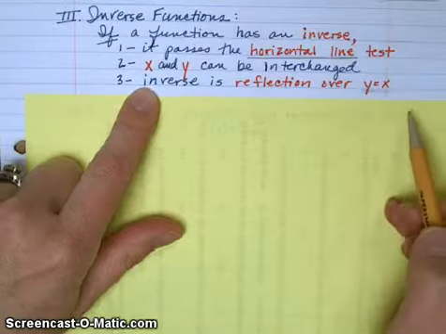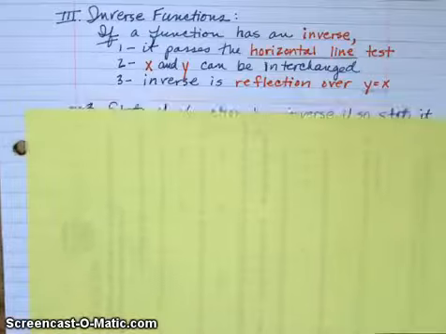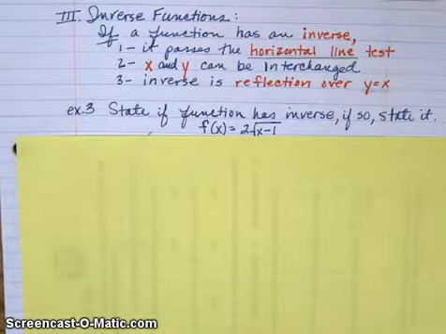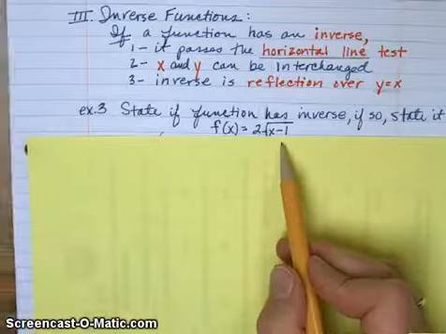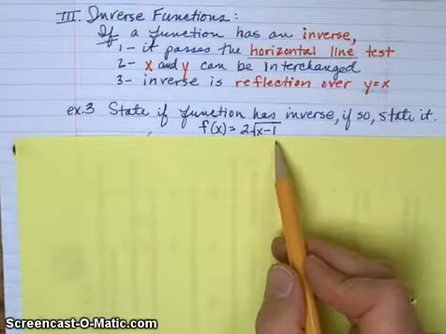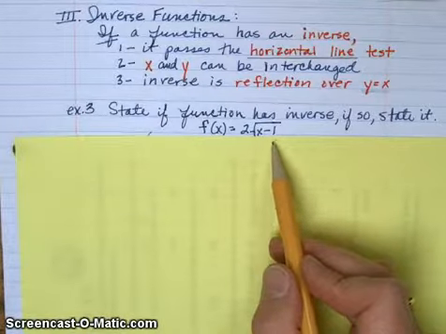So we're going to try an example. This example says state if the function has an inverse. If so, tell me what it is, state it, and figure that out. So the first thing we're going to notice is that this is a square root function. So if you remember from your parent functions, you should have an idea what the graph looks like. And let's go ahead and graph this function.